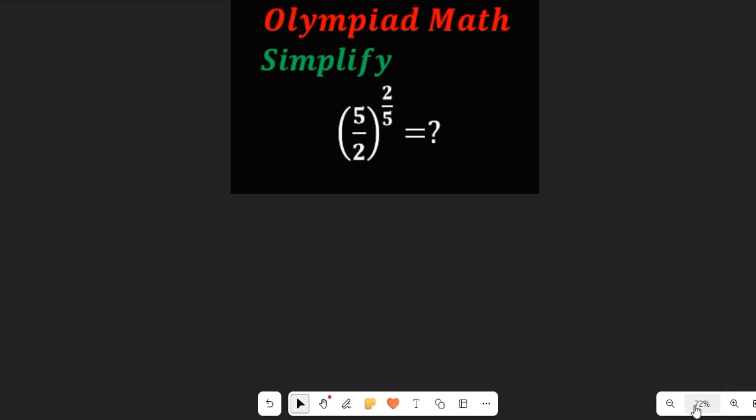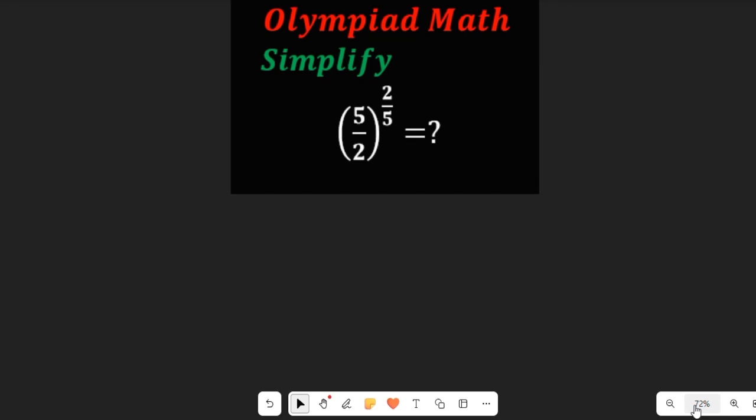Hello, we're asked to simplify (5 divided by 2) to the power of 2 divided by 5. How can we simplify this such that we have a simplified expression? Sometimes simplifying things like this can be pretty hard. But if we use the laws of indices, we can reduce this to a simpler term. Now let's look at how we go about doing this.